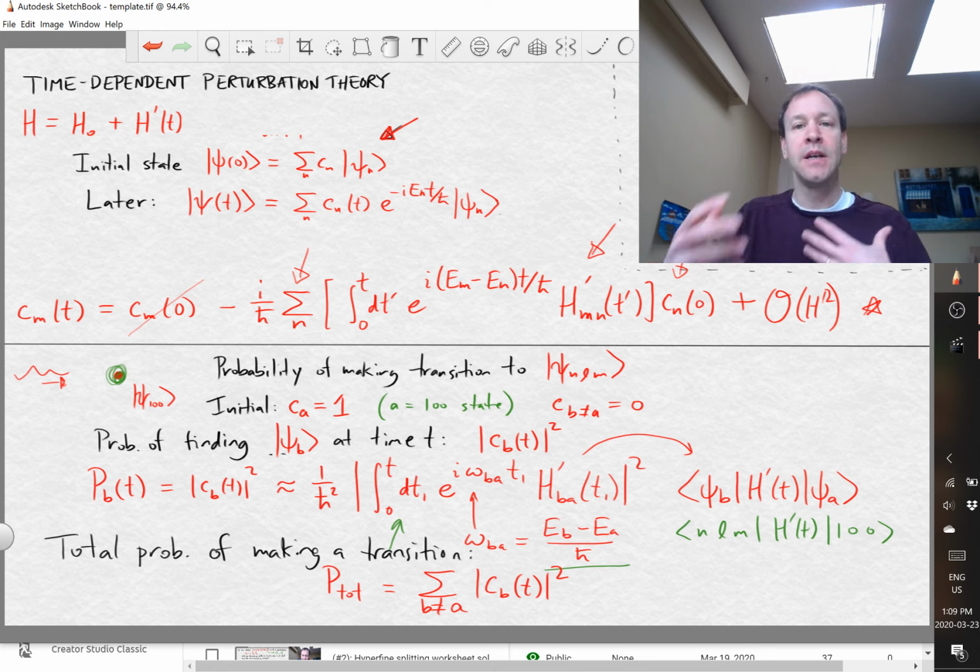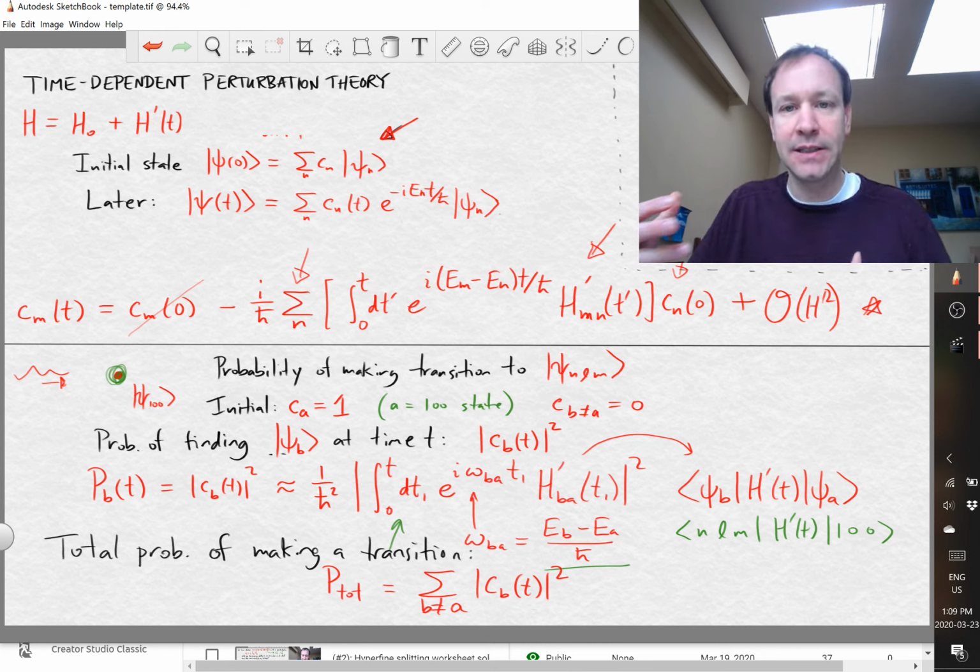Okay, and so in that case, to figure that out, you would need to look at all the non-vanishing matrix elements between your original state and some final state, calculate the probabilities, and add them up.